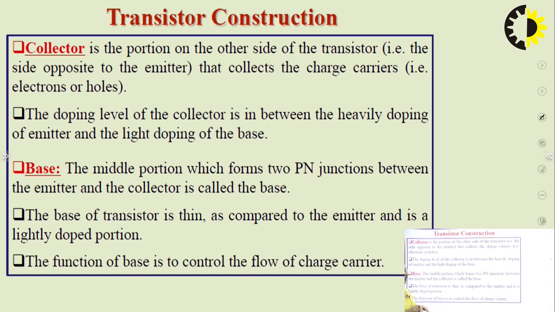And the base terminal is the middle portion of the transistor, and it forms the two PN junctions between emitter and collector, and it is termed as the base. The base terminal of the transistor is the thinnest area, and its thickness is almost 1/150th of the total thickness of the transistor, and it is very lightly doped. The function of the base terminal is to control the flow of the charge carriers.